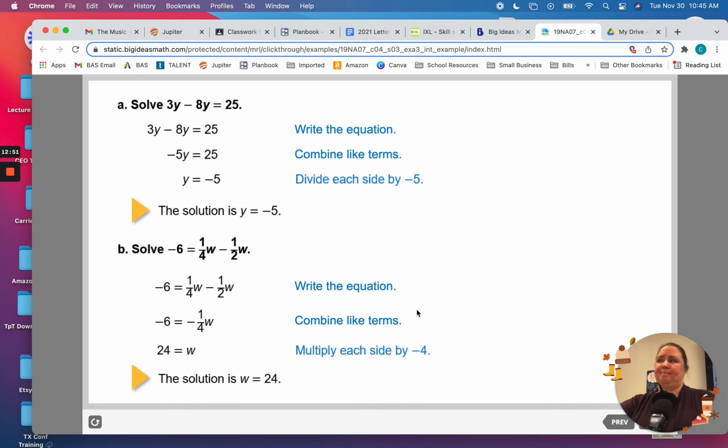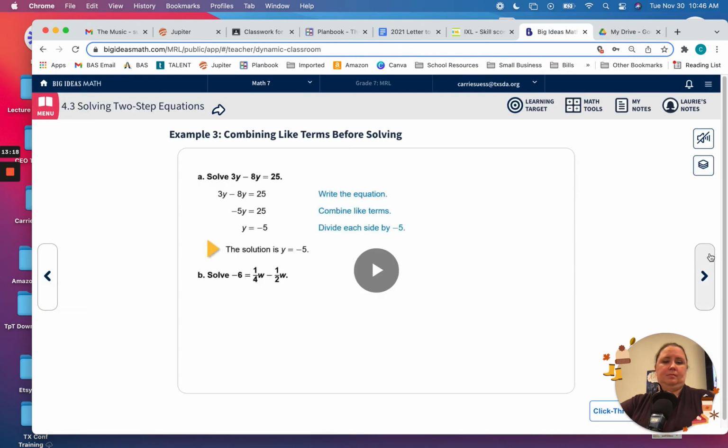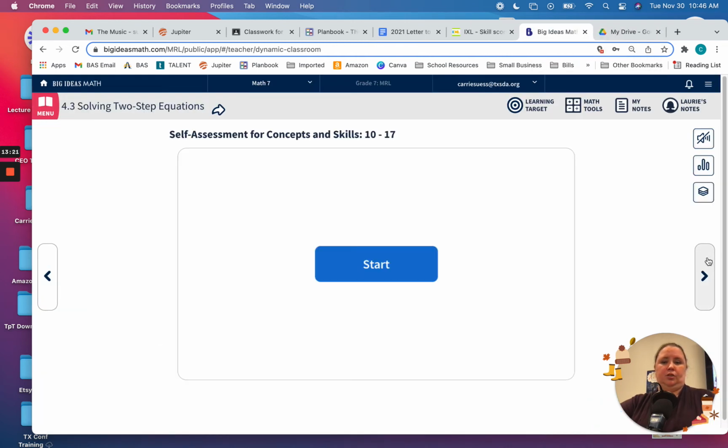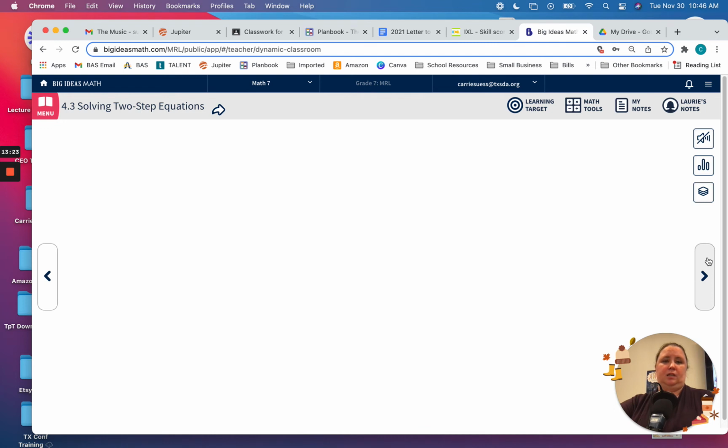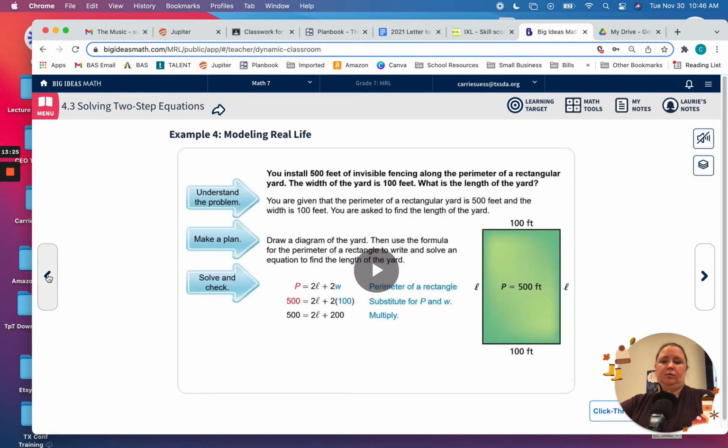Very good. Write it down. Make sure you put this in your journals. Any questions? So for these, you're combining like terms first, simplifying, and then you're solving to get the variable by itself, which is usually division, okay? All right, keep going. Try it and self-assess all the way through 17. Then we'll do number 4.